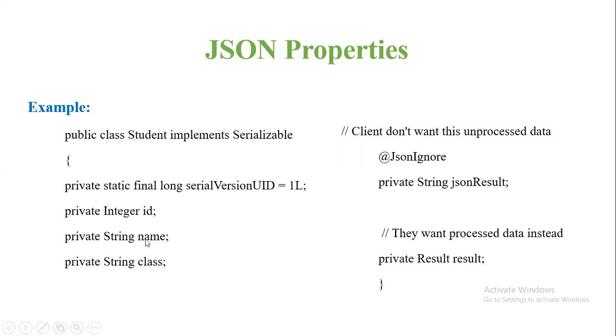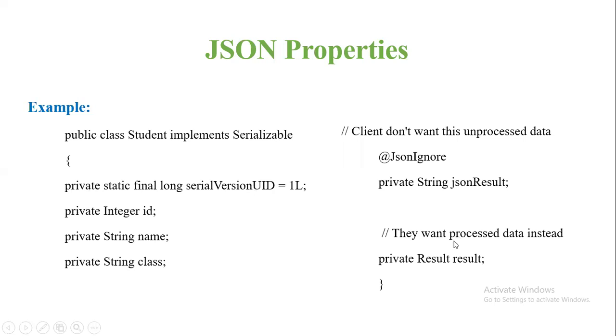ID is of type integer, name is of type string, and class is also of type string. Suppose you don't want to process the string type of data called JSON result. Here we have declared another property called JSON result in the form of string. Suppose you don't want to process this string type of data at the client side, then we can annotate this property with the annotation @JsonIgnore.